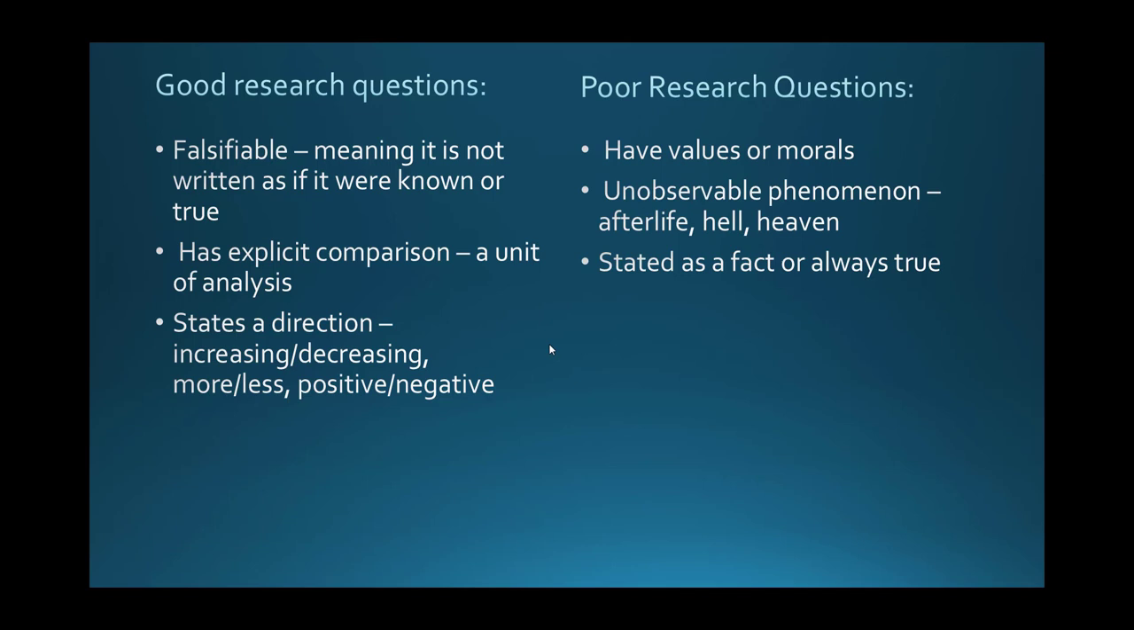In a poor research question, there's typically the insertion of things like values or morals. We say things are good or bad. There's unobservable phenomena, like, is there an afterlife? Is there a hell? Or is there heaven? Is this really the good place or not? These are things that are really interesting, right? It's not like social sciences just rejects those things. Sometimes people have painted it as if it does, but really it doesn't have to.